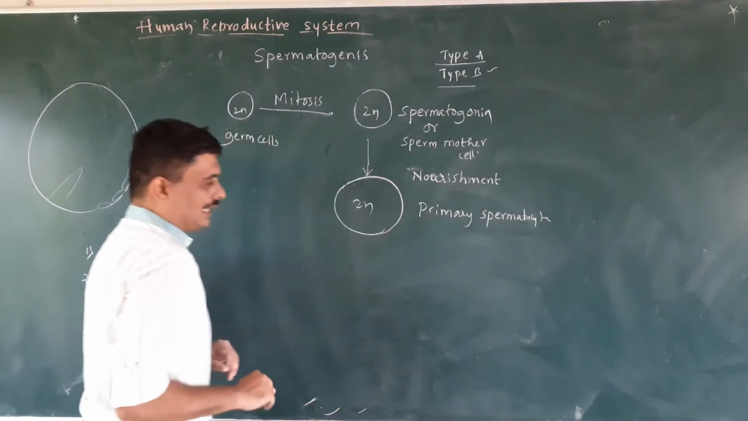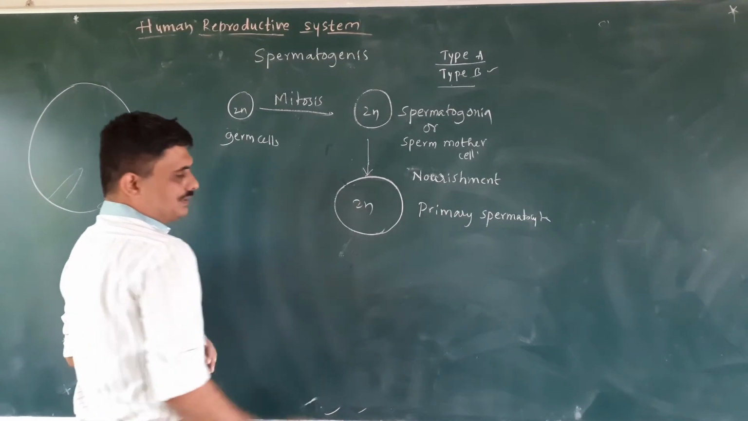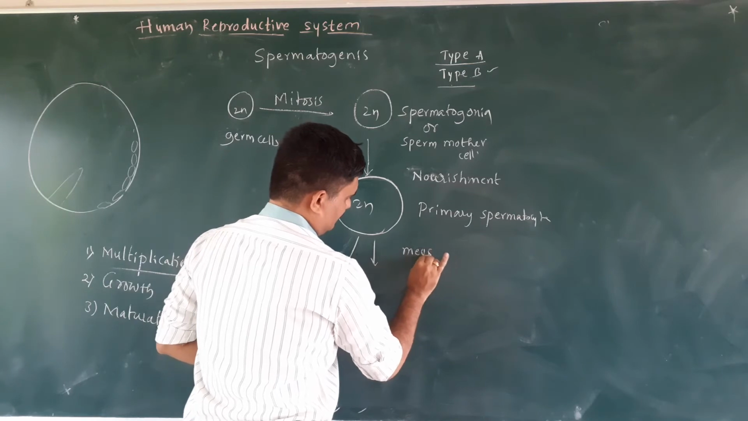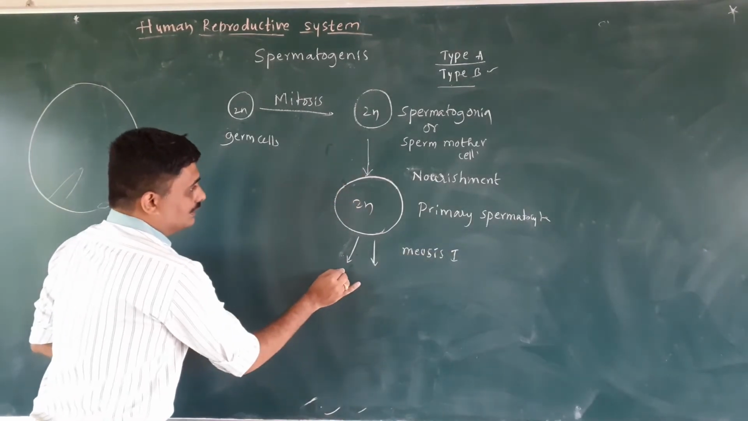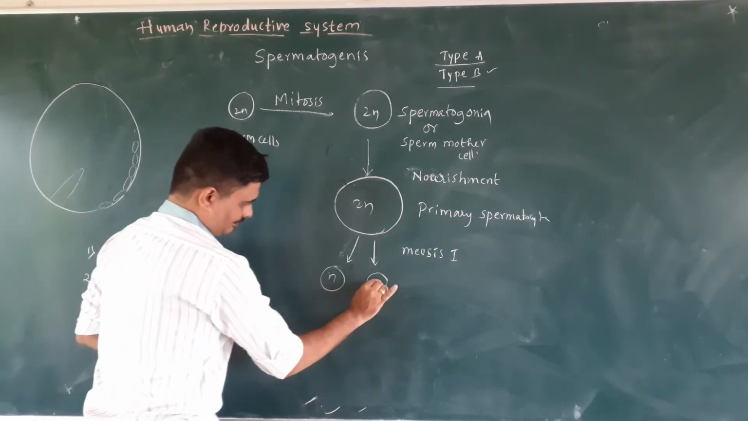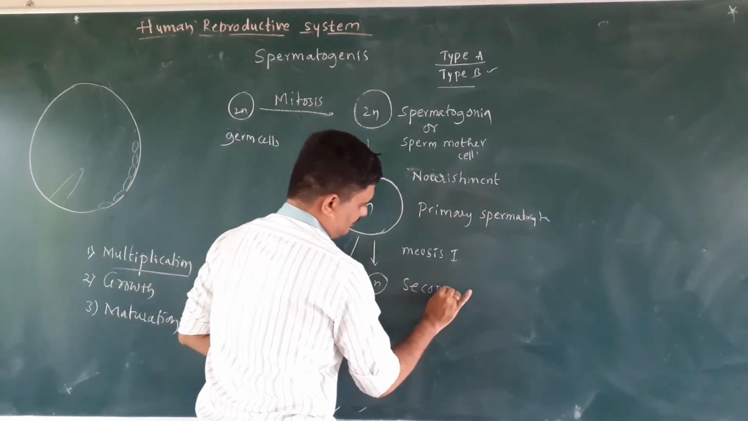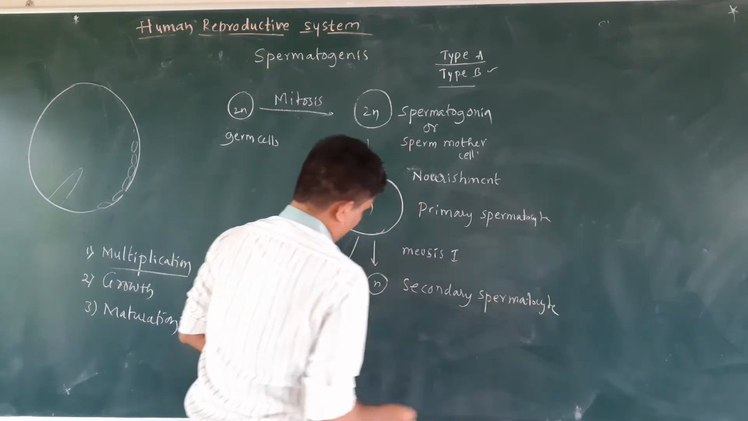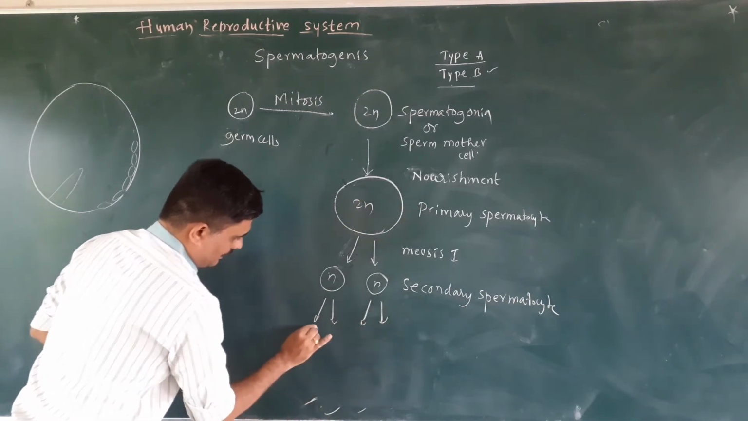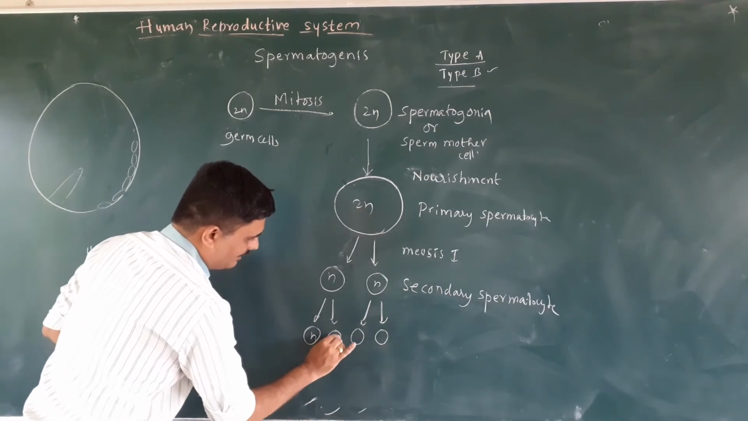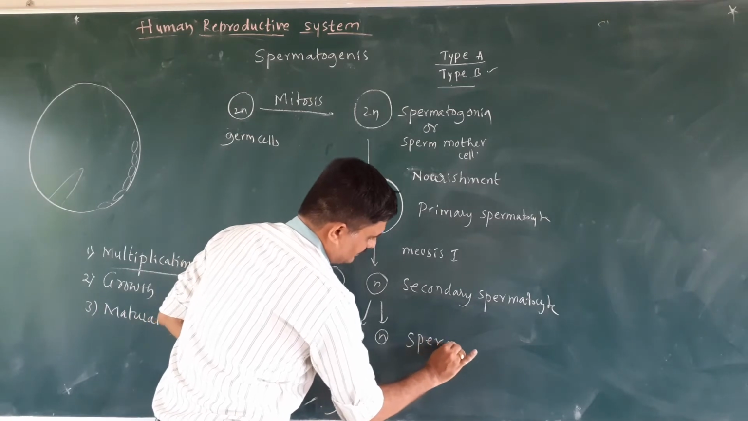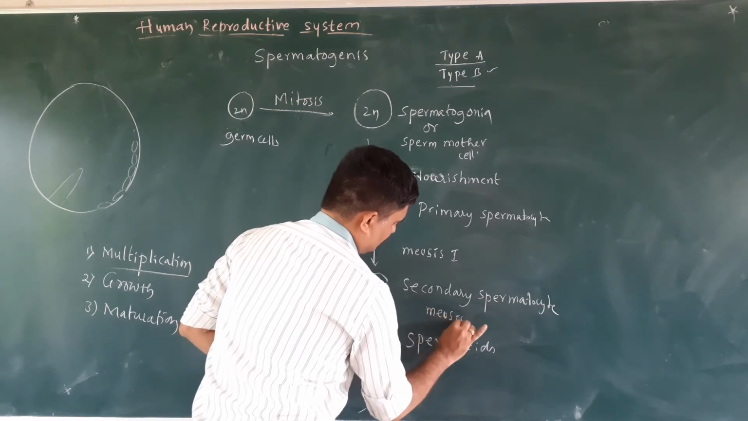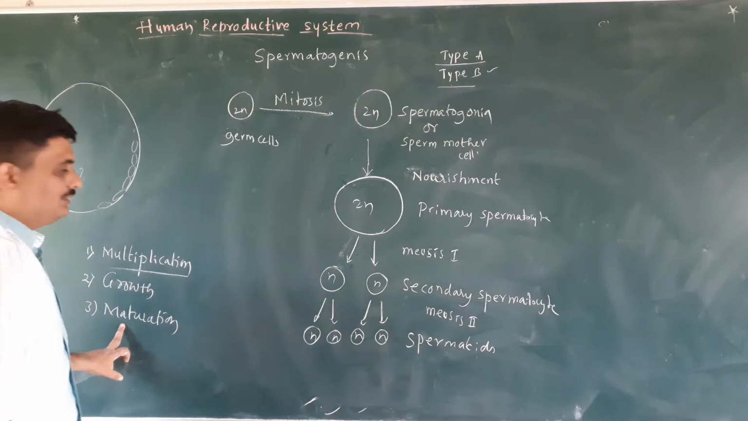This primary spermatocyte undergoes reduction division, that is meiotic division. In the first meiotic division, it produces 2 haploid secondary spermatocytes. In the second meiotic division, it produces 4 haploid spermatids. This step is called the maturation step.